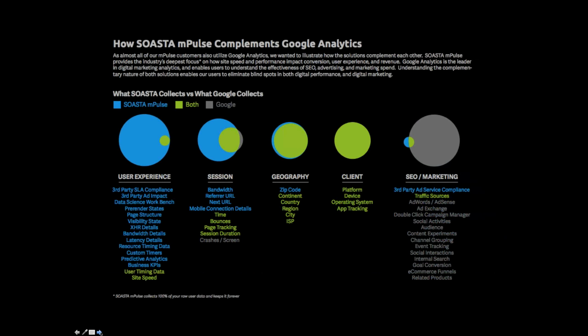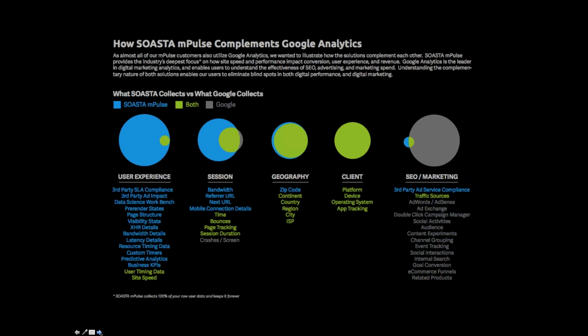Well, mPulse is different because we save each one of those rows of data. And not only do we have a row of data for each of those page hits, those beacons that come through, but we have hundreds of pieces of information. And the information that we collect is different than what you might find with some of the tools that you're used to. So here, what we're showing on this slide is that the information that comes with SOASTA mPulse is different than something that you might get from, say, Google Analytics.